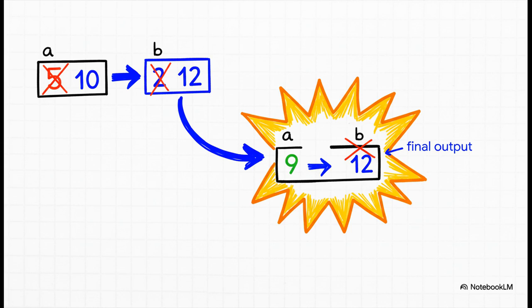A starts at 5, B starts at 2. First, A multiplied by B. That's 5 times 2, so A becomes 10. Next line, B plus equals A. That's B plus the new value of A, so 2 plus 10, B is now 12. And finally, A decrements. Just decrements A by 1, taking it from 10 down to 9. The final output, 9 and 12.